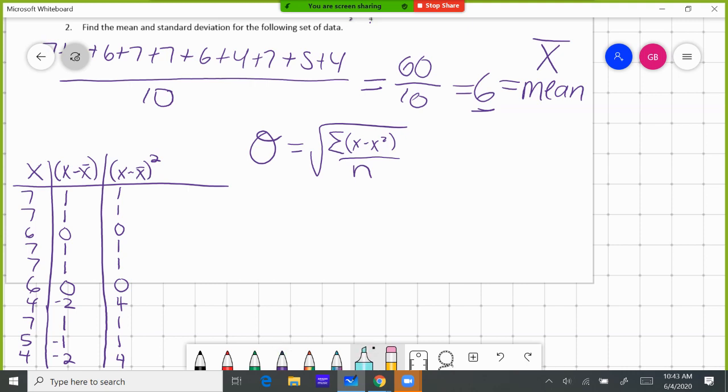So what all of this here means is that we need to add all these numbers. Okay, so 1 plus 1 is 2, 3, 4. 4 plus 4 is 8, 9, 10. 10 plus 4 is 14. So the sum of all of those numbers is actually 14.